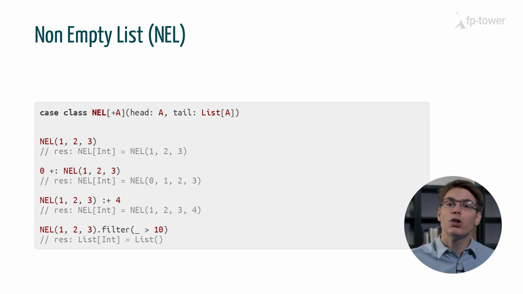NonEmptyList also comes with a familiar API. For example, we can use Nel.apply to create a NonEmptyList, or we can prepend, append, or even select elements with filter. Note that append and prepend return a Nel, but filter returns a List. This is because filter doesn't guarantee that there will be at least one element satisfying the predicate. For example, there is no number bigger than 10 in this NonEmptyList.